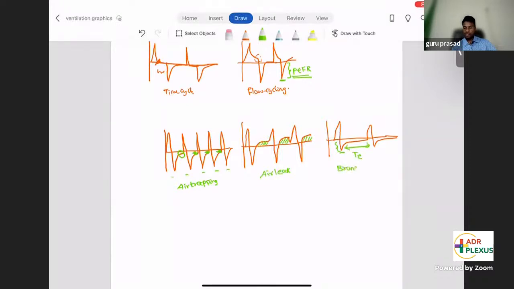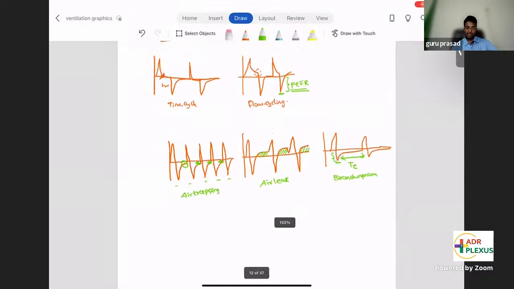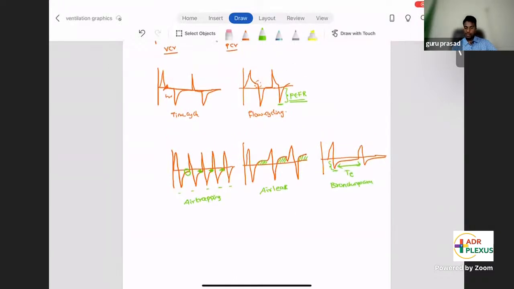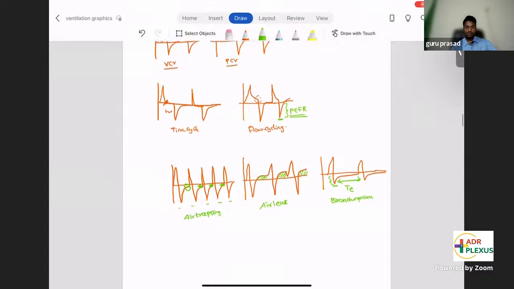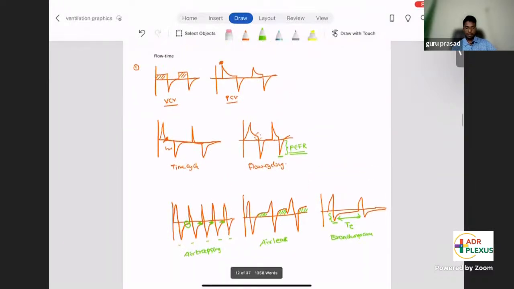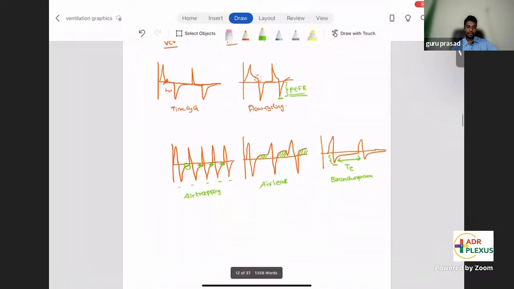This happens especially when there is a bronchospasm, for example asthma or something like that. Then your peak expiratory flow rate will decrease and your expiratory time will increase. So I think you don't have any doubt. Once again, air trapping means usually the rate will be more and your inspiration begins before the end of expiration. Whereas in air leak, expiration will continue even into the inspiration. Whereas in bronchospasm, your peak expiratory flow rate will decrease and your expiratory time is prolonged. I think they cannot ask more than this. So this is regarding flow time.